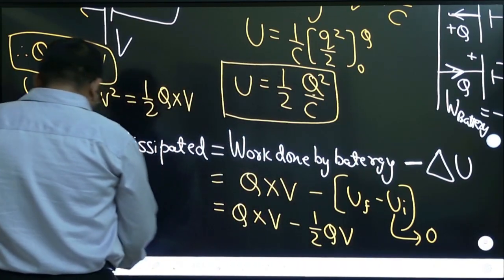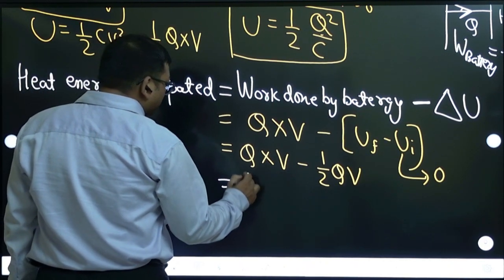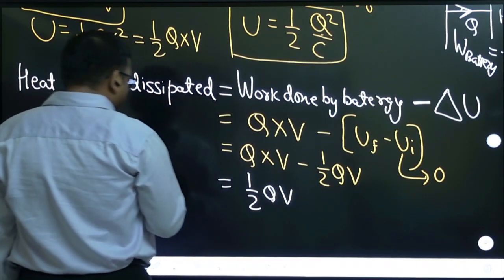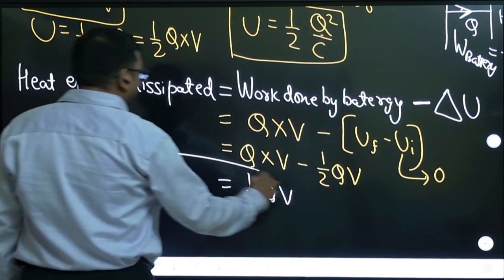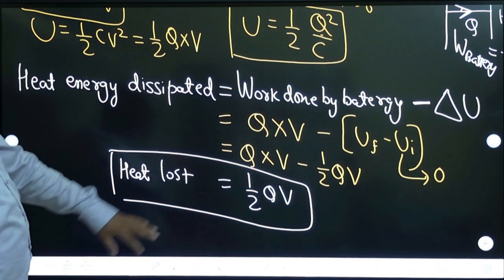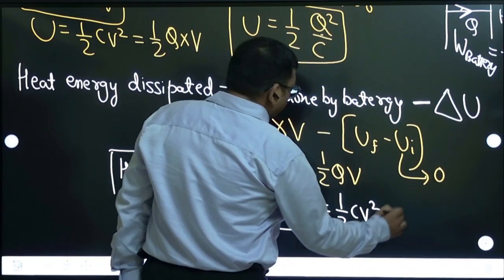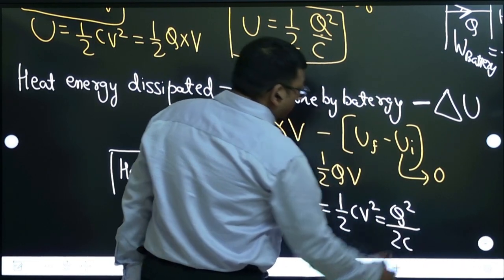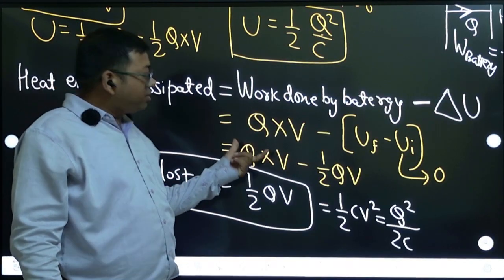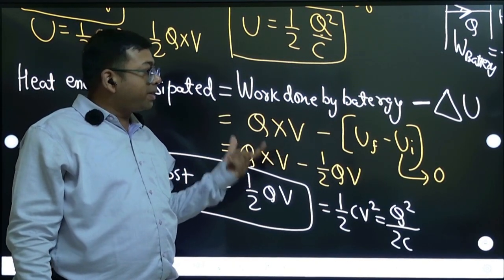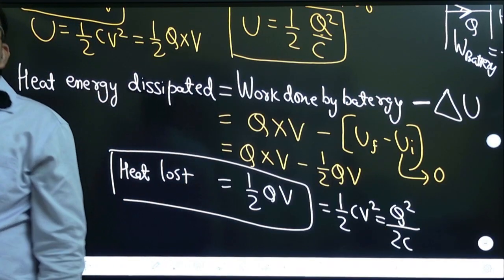So basically the total heat dissipated will come as QV minus half QV, which will become half QV. Okay, this is the heat energy lost. Heat lost. Now you can substitute Q as C into V and all that. So you may write this again as half C V square or Q square by 2C. You can write these things. But the derivation, this approach we should note here. The work done by battery we calculate minus the change in energy in the capacitor. That's how this total heat calculation will come. Are you clear about this?